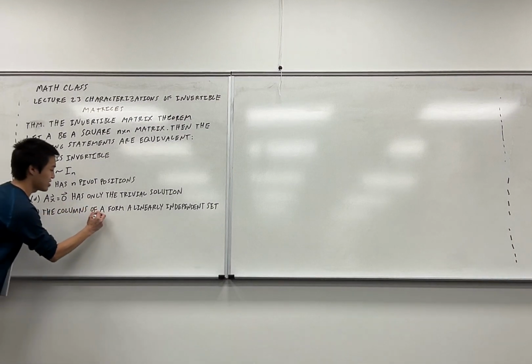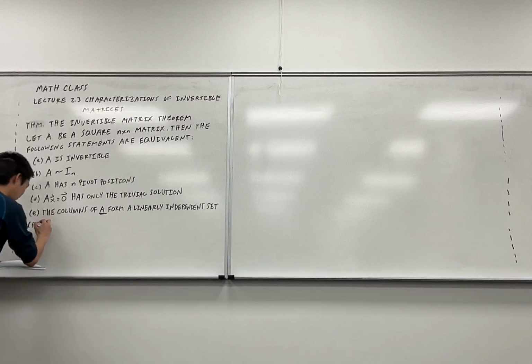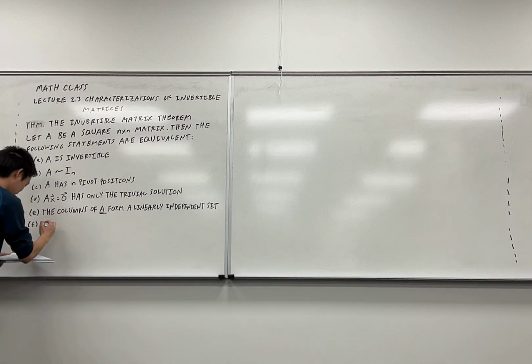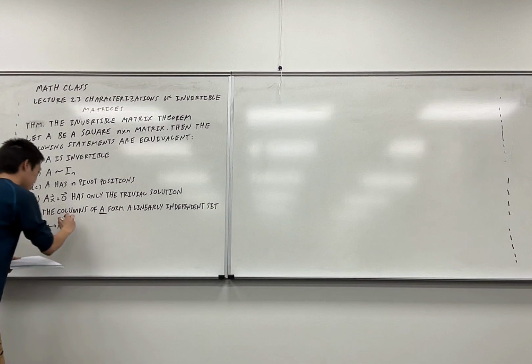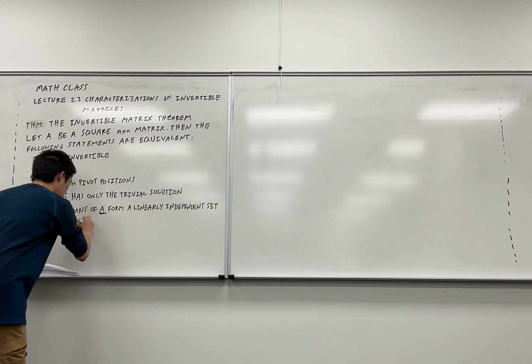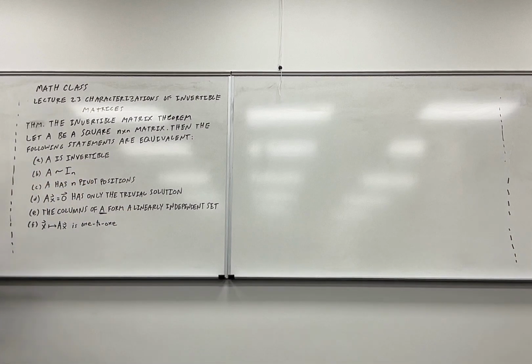I'll underline this one. This is the matrix. Okay, so the transformation x to Ax is one-to-one. If A is invertible, we're one-to-one.